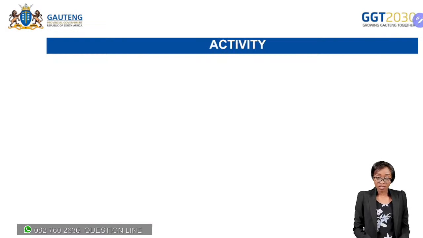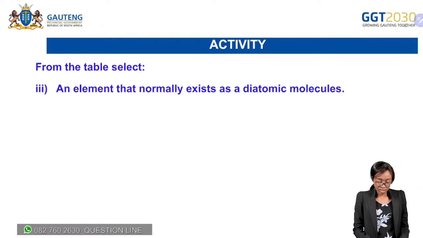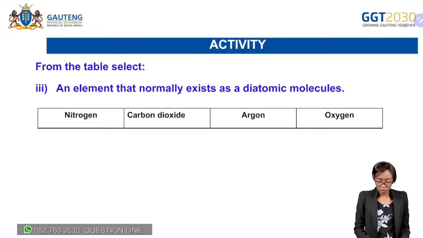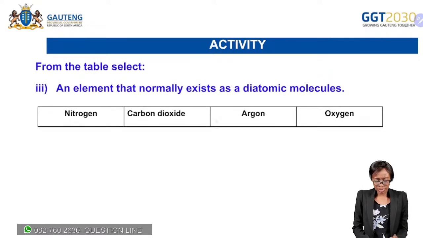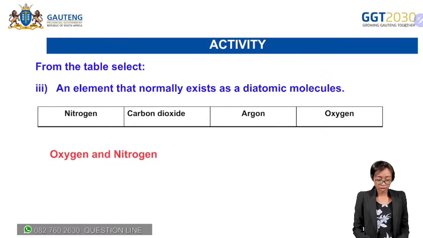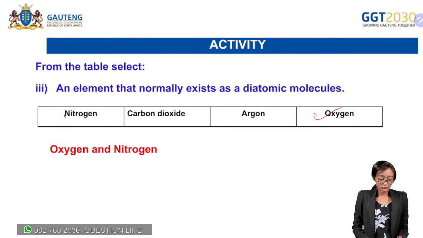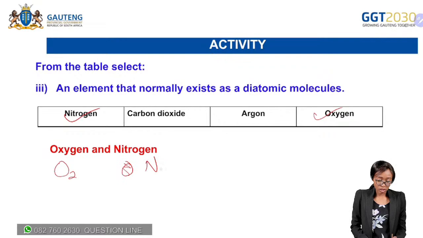Now let's move on to the final question. From the table, select an element that normally exists as diatomic molecules. So you look at these elements here and figure out which element normally exists as diatomic molecules. We have oxygen and we have nitrogen. So the chemical formula of the molecule, oxygen becomes O2 and nitrogen is N2.